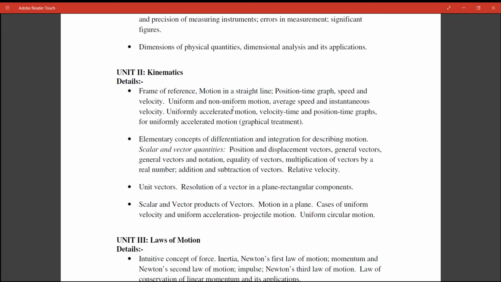Scalar and vector products of vectors, motion in a plane, cases of uniform velocity and uniform acceleration, projectile motion, uniform circular motion. So it was the second unit, kinematics.